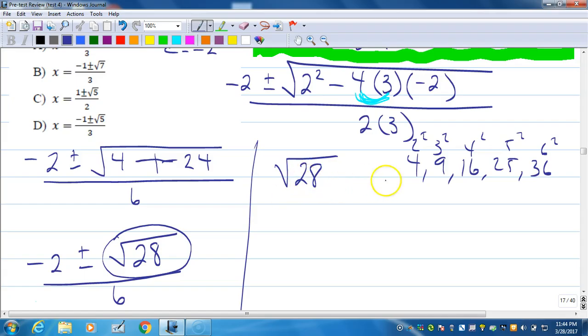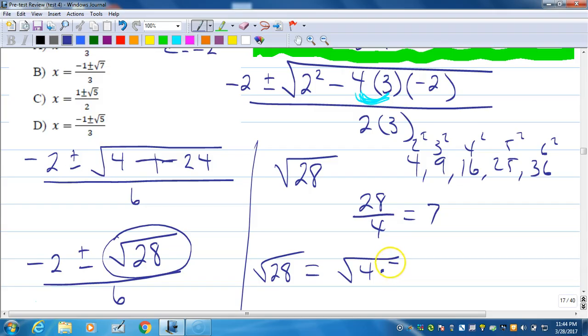Alright? Luckily for us, the first number works. 28 does divide by 4, and that gives us 7. So instead of writing the square root of 28, I'm going to put down 4 times 7. Then I'm going to separate this and put it in 4 times square root of 7.